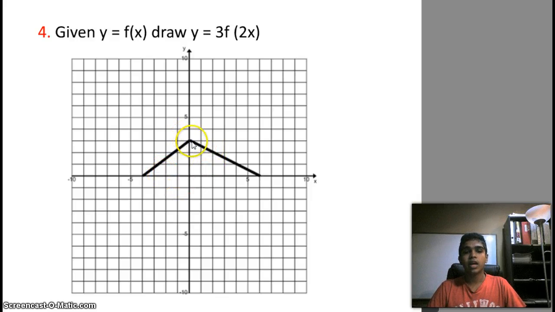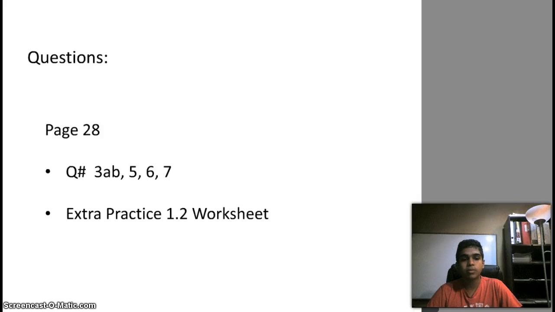And nothing will happen if you horizontally compress or expand this because it's at 0. But if you vertically expand it by a factor of 3, it'll go all the way to 9. And the same for this, if you divide it by 2, it'll come into 3, and that's how your final graph looks like. And that's it for chapter 1.2.